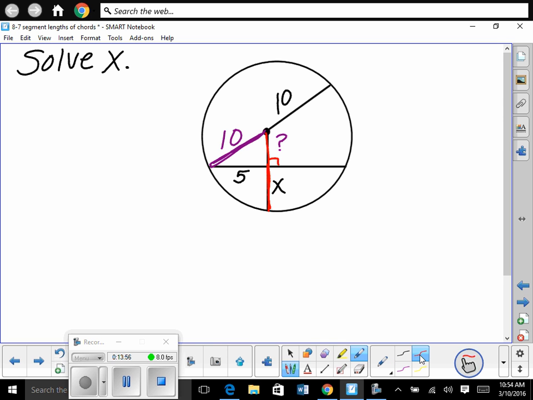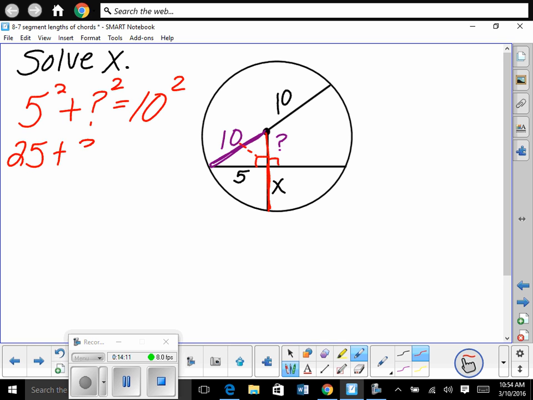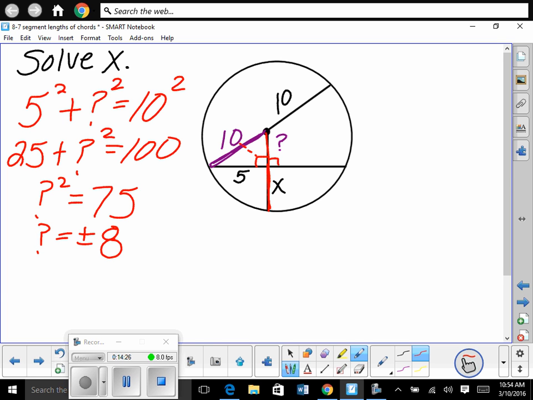Right. Okay, so I'm going to first solve something that's in the triangle vicinity here. So I'm going to do 5 squared plus question mark squared is equal to 10 squared, because 10's our hypotenuse. 25 plus question mark squared is equal to 100. Question mark squared is equal to 75. I subtracted 25. What's the question mark? 8.7.